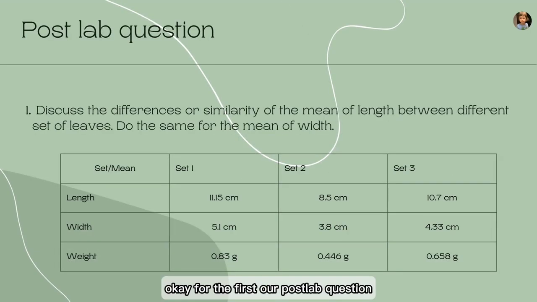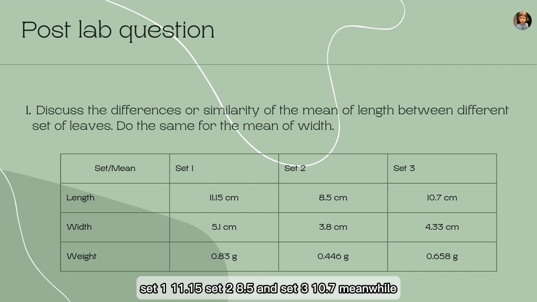Okay, for the first post-lab question, which is to discuss the difference or similarity of the mean of length between different sets of leaf, and do the same for the mean of width. Okay, now we will look into this table. This table shows the mean of each set.